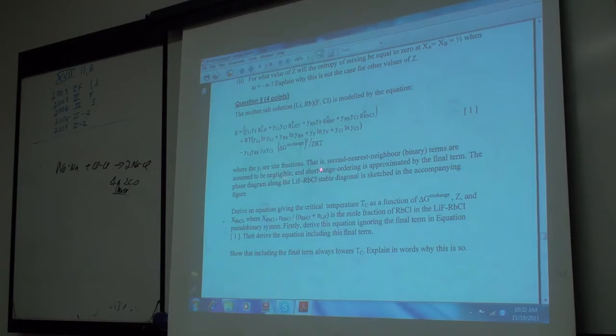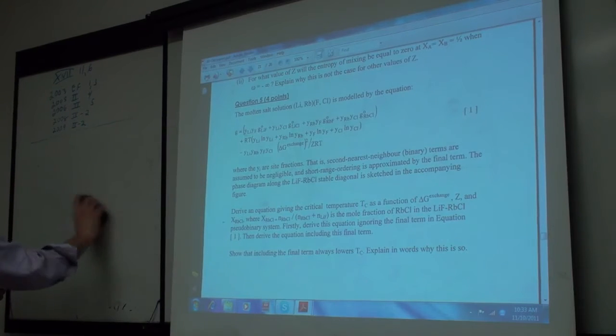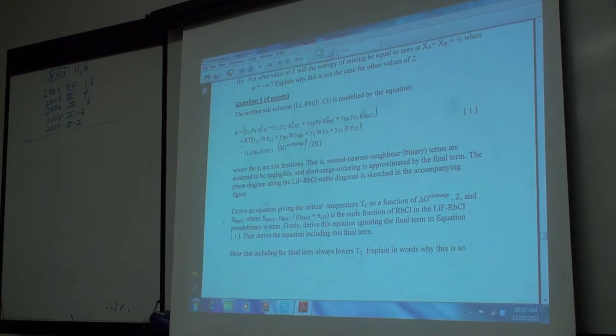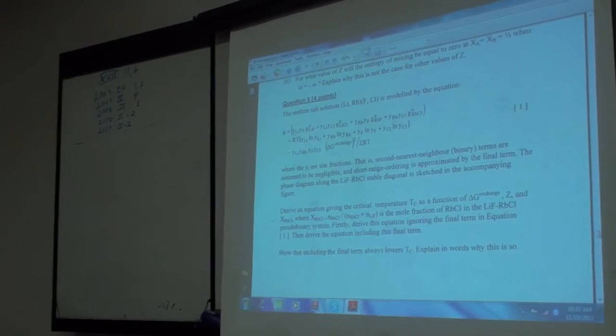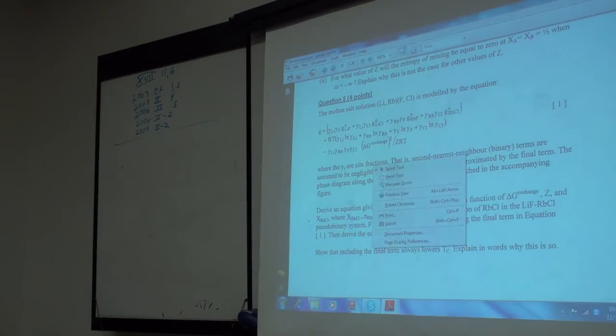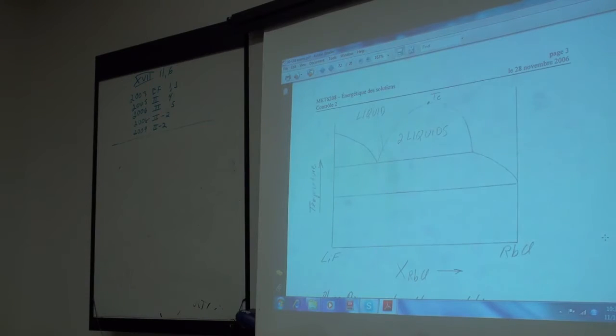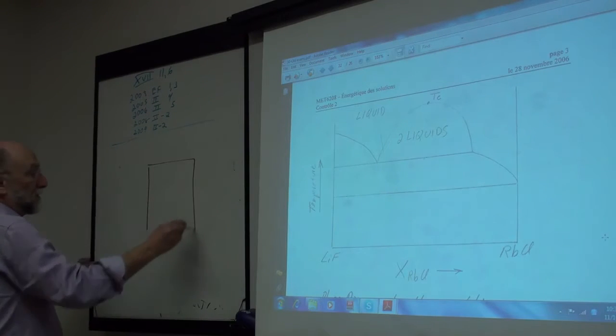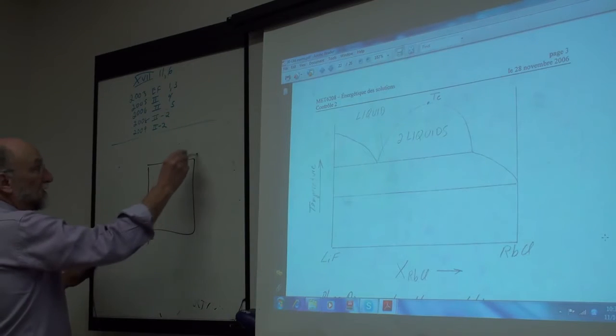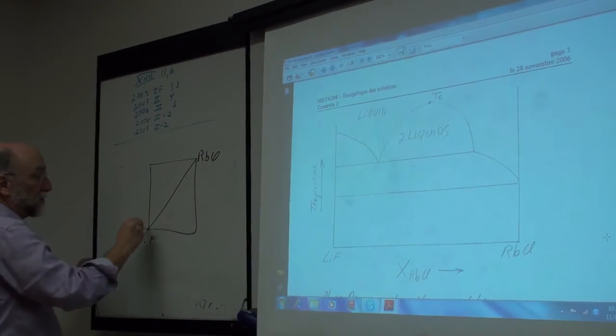Where the yi's are the site fractions. That is, the second nearest neighbor binary terms are assumed to be negligible, and short-range ordering is approximated by this final term. The phase diagram along the lithium fluoride, rubidium chloride stable diagonal is sketched in the accompanying figure, which has got to be down here somewhere. Okay, there you go. So your diagram is here, lithium fluoride, rubidium chloride, that's the stable pair.